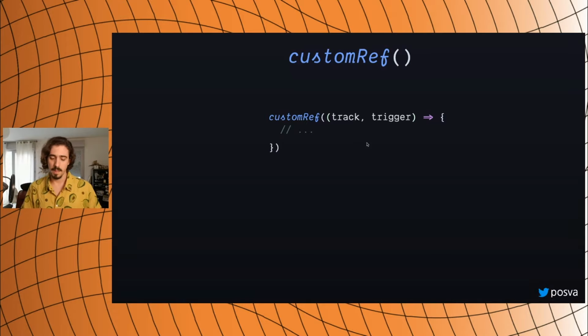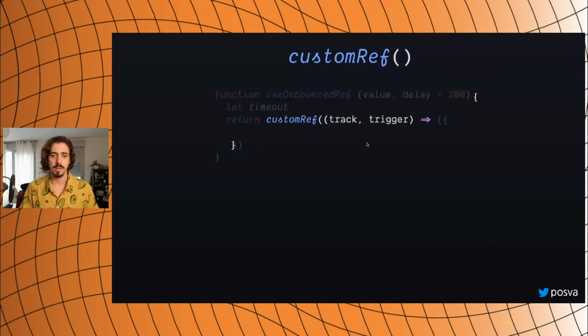So for example, trigger is going to make your template render again, whereas track is going to subscribe and connect to the trigger. The trigger is going to notify all the subscribers that you tracked. So how does it work?